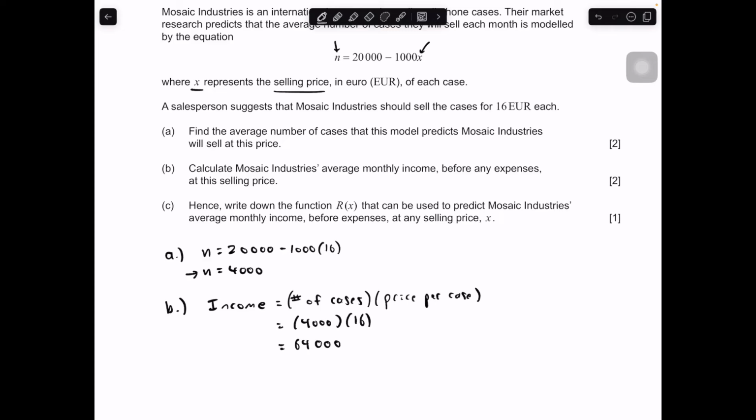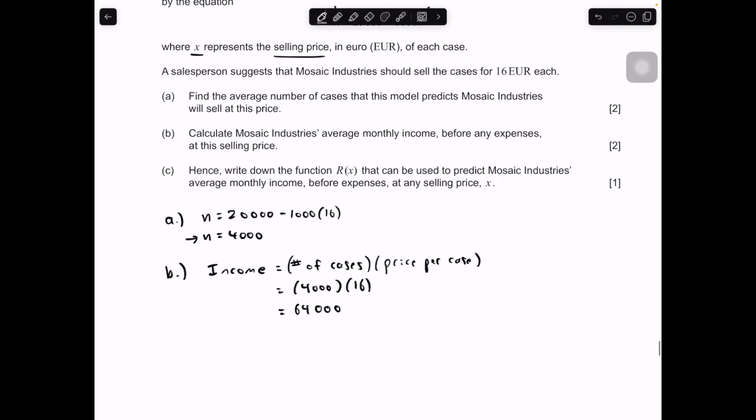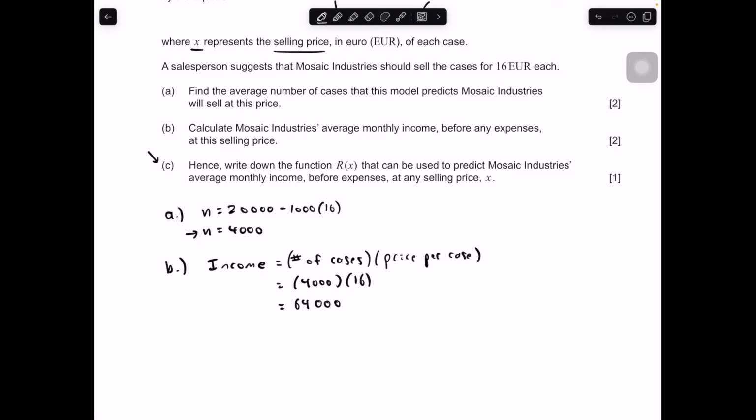So not too bad. Sometimes it's just a challenge interpreting what the question is asking and then formulating how to go about solving it. Total earnings, total revenue, is the number of cases times the price per case. All right, so now we're getting into a little bit of heavier algebra. Hence, write down the function R(x), or revenue as a function of the sale price, that can be used to predict Mosaic Industries' average monthly income before expenses at any selling price. So let's go ahead and try to work that out.